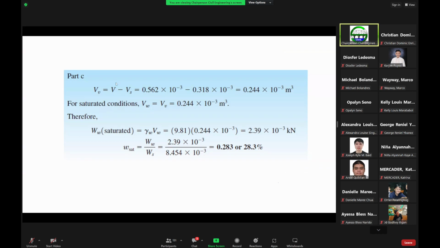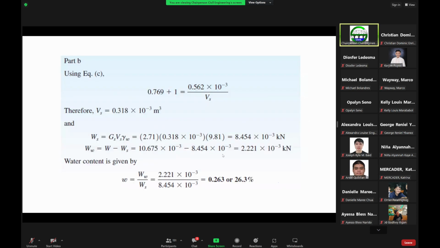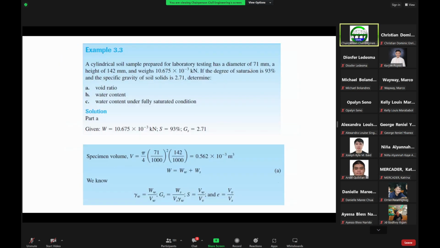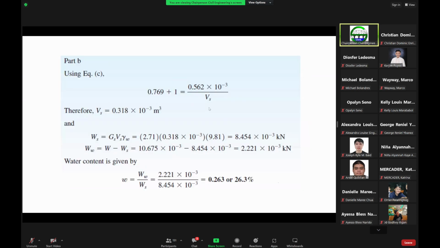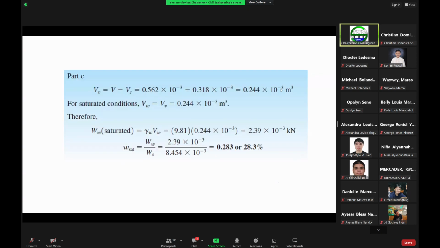is equal to the total volume minus the volume of the soil solids. But we already know the total volume. That's calculated from the soil sample dimensions. Then you have the volume of solids. I think we have already calculated that. Here, we know the volume of the solids. So just subtract the two and that will give you the volume of voids.